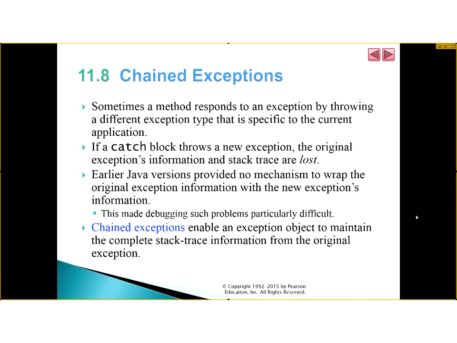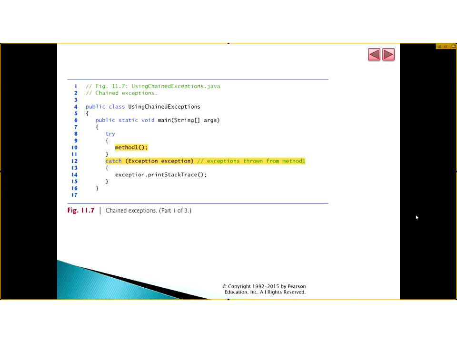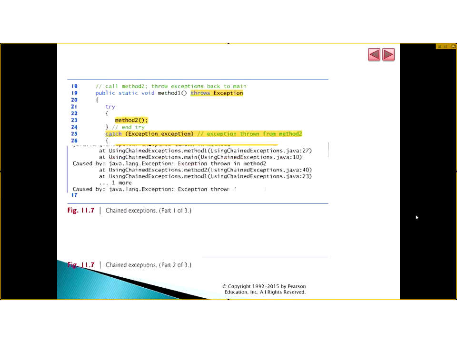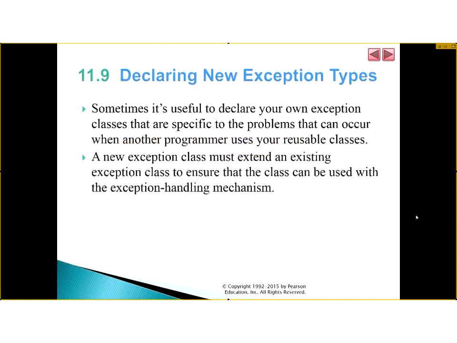Chained exceptions. Sometimes a method responds to an exception by throwing a different exception type that is specific to the current application. If the catch block throws a new exception, the original exception's information and stack trace are lost. Point being, only one exception can be valid at a given time. Hopefully your programming isn't so bad that we get multiple exceptions. And he shows you an example of a chained exception here. I'll let you look at that.